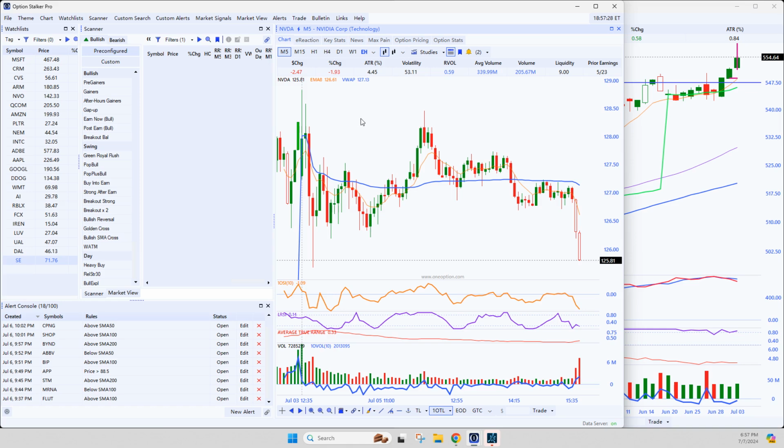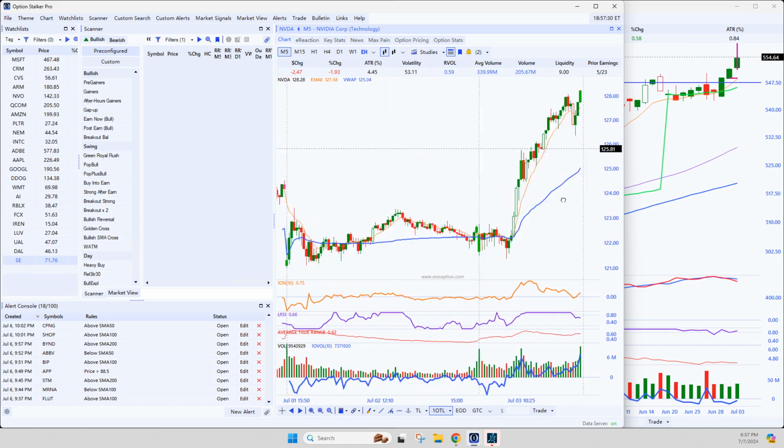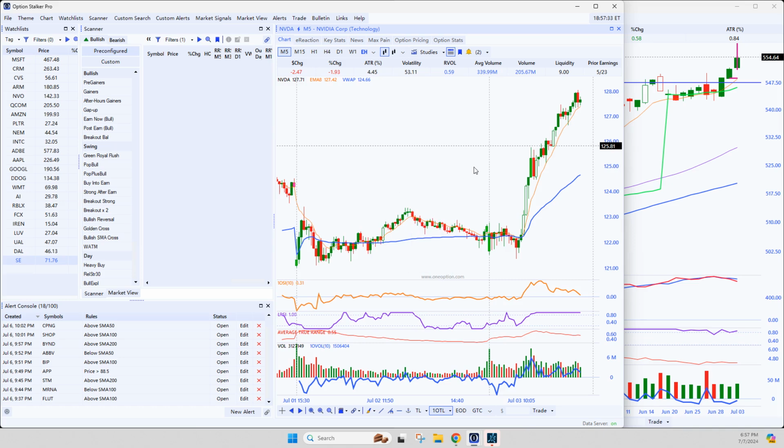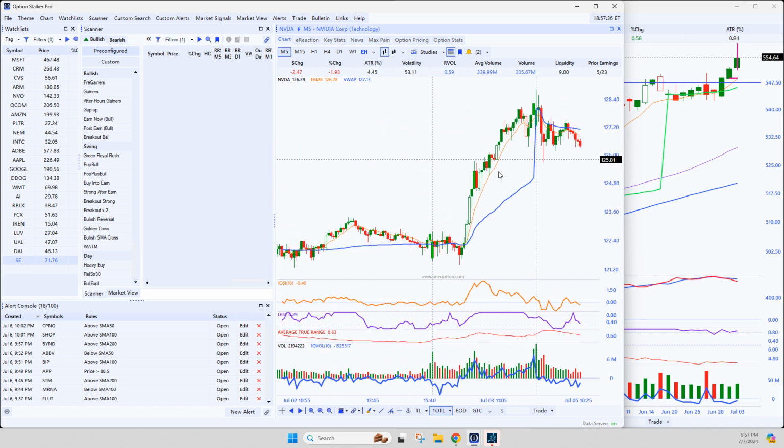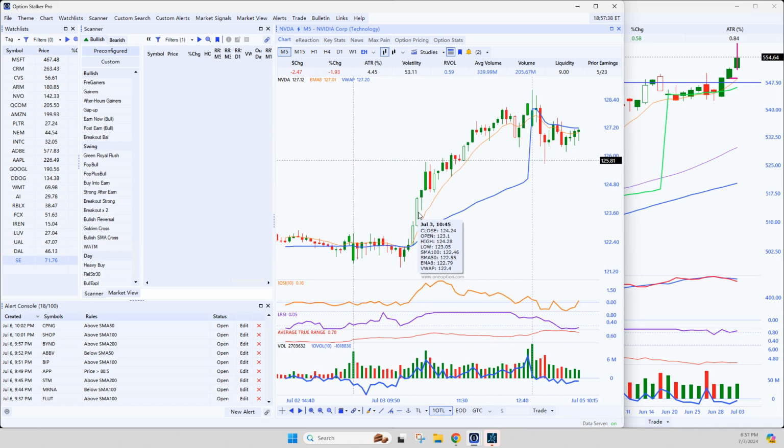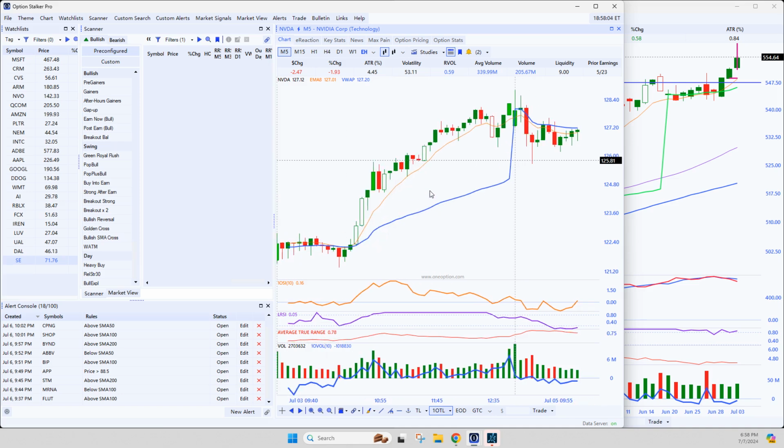I'll show NVIDIA. Not the greatest, 10:56. So July 3rd. I got in at 10:56, so this candle right here. Added at 11:03, so this candle right here, and then exited at 11:07. Yeah, so this trade was just scalping, pure gambling. I mean, NVIDIA was a good trade for a day trade.